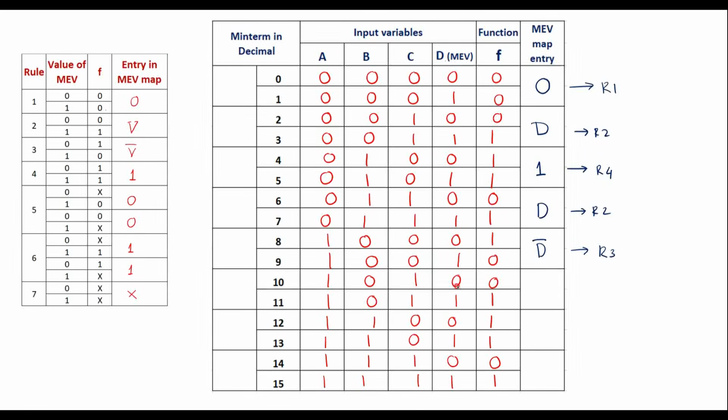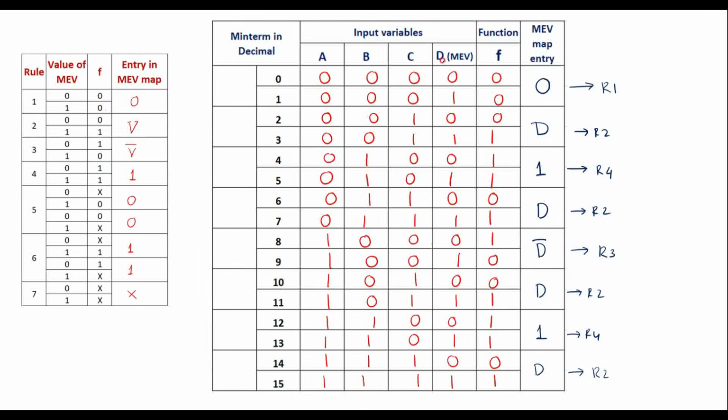Similarly, here we have 0, 1, 0, 1. That is D. That is rule number 2. Here 1, 1, 0, 1. In that case, it is 1. That is rule number 4. Here it is 0, 1. Here also 0, 1. We are supposed to write D. That is rule number 2.